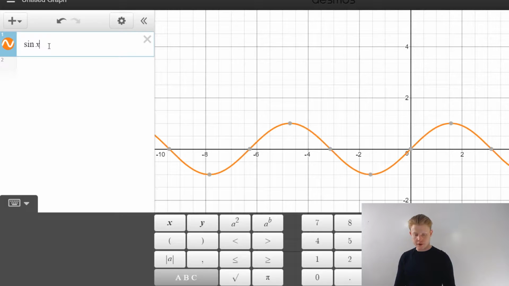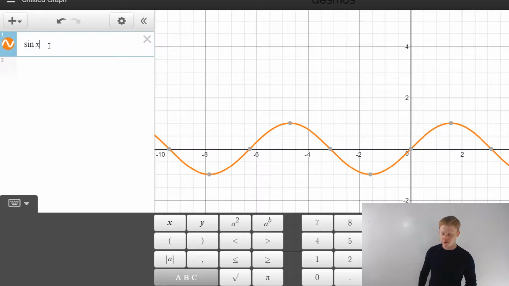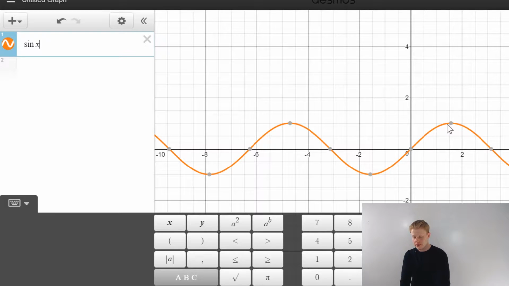So if this is my parent function, sine of x, I start at 0, and I go up to 1, and I go down to -1. The distance between 0 and where I go all the way up, all the way down, and back to the midline, back to 0, is 2 pi, or 360 degrees. So amplitude of 1 from the center line, starts at 0, goes down to -1, and it goes on and on forever. It's periodic. It's like waves.